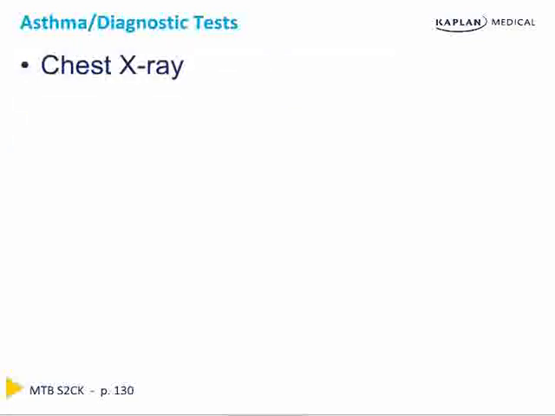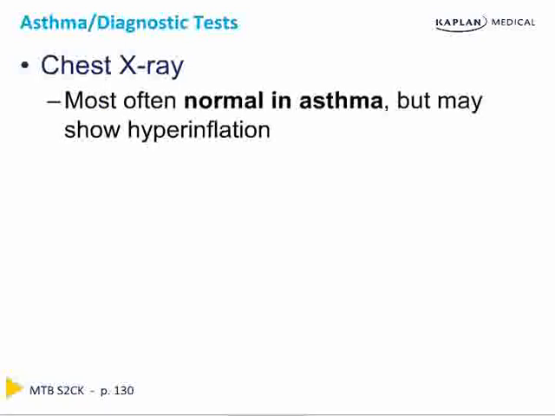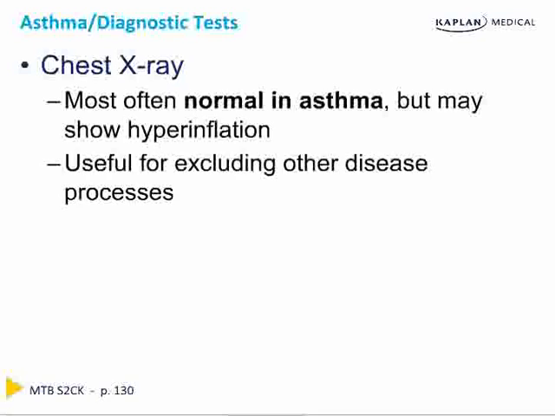In asthma, the chest X-ray is most commonly going to be normal. However, you may see some degree of hyperinflation depending on the degree of air trapping that's going on. However, the chest X-ray is most useful for excluding other disease processes that may be going on instead of or in addition to the asthma flare. These would include pneumonia, congestive heart failure, or a pneumothorax.